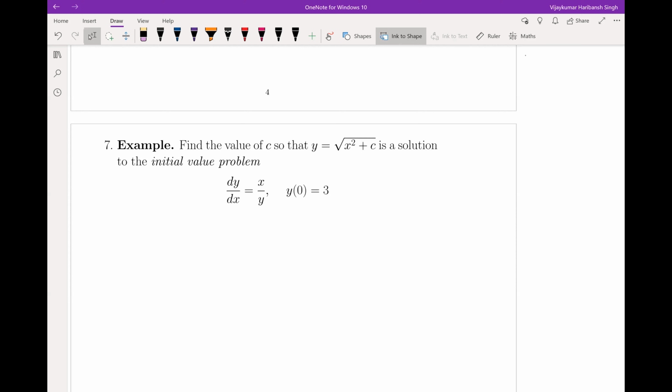So what is meant by an initial value problem? You're given an initial condition. How do you read this condition? You read it as: when x is 0, y is equal to 3.